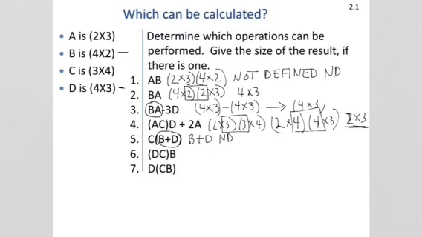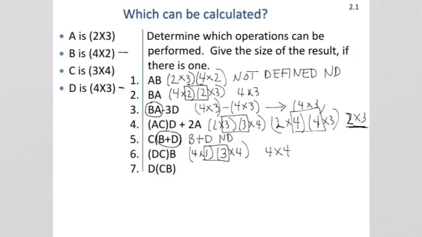Okay, what about DC times B? Well, DC, let's think about that. D is 4 by 3, and C is 3 by 4. So the matrix multiplication there is defined. 3 by 4, so these agree. So the operation of multiplication is defined, and you get a 4 by 4 result. So 4 by 4 is the size of the result of D times C.